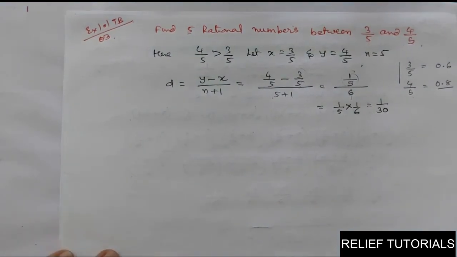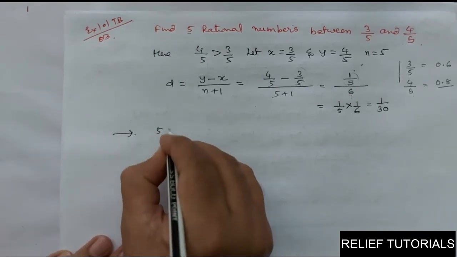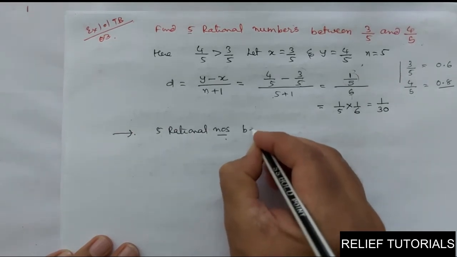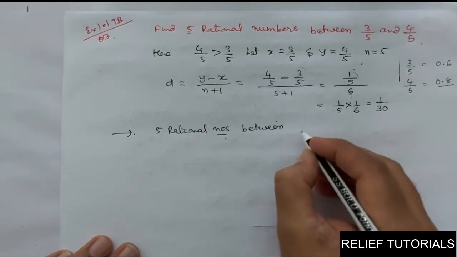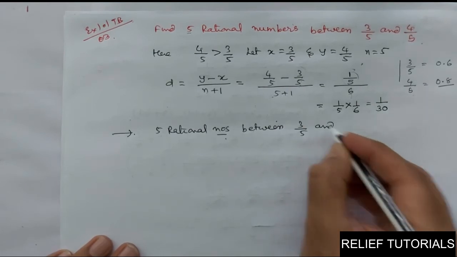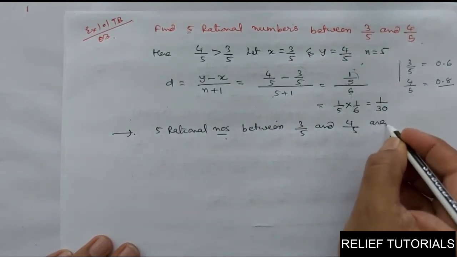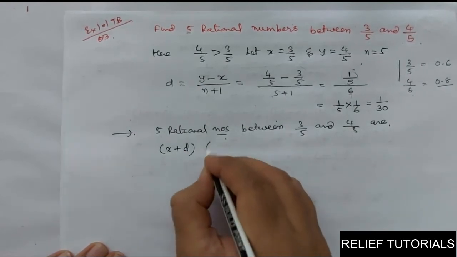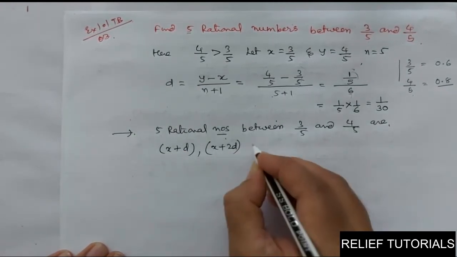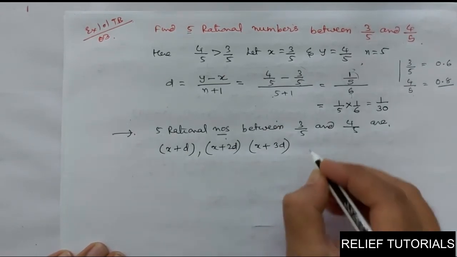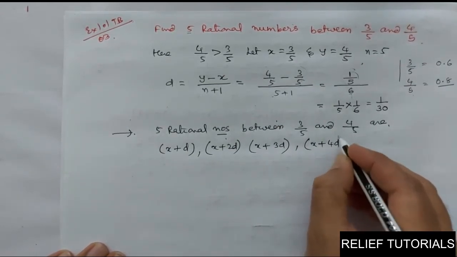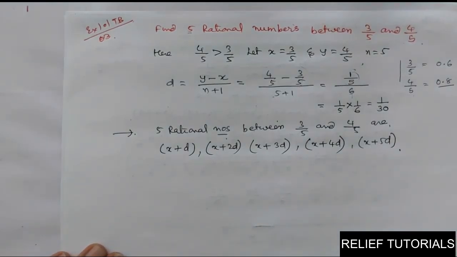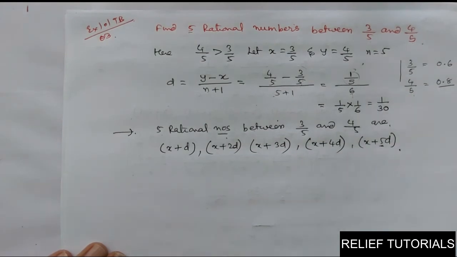Clear? Now how many do you have to find? You have to find 5 rational numbers between 3 by 5 and 4 by 5. You know what they are? x plus d, x plus 2d, x plus 3d, x plus 4d and x plus 5d. These are the 5 rational numbers. 5, so we will go up to 5. Clear?